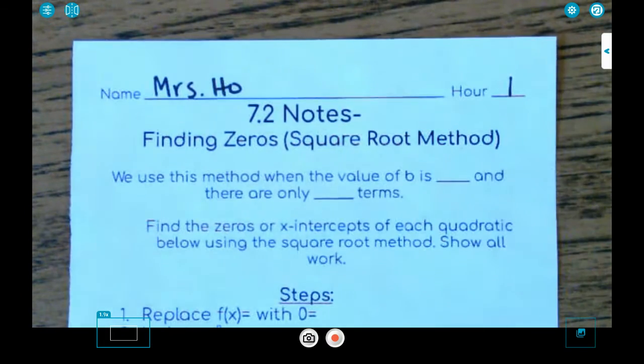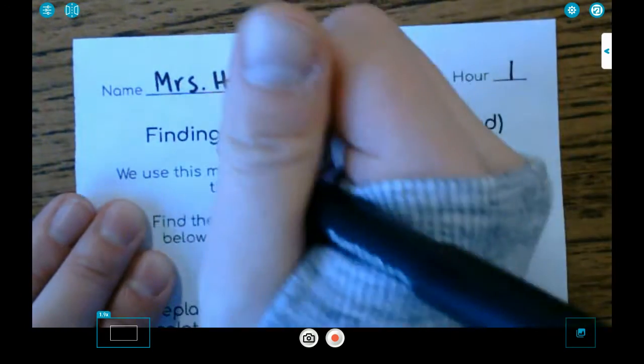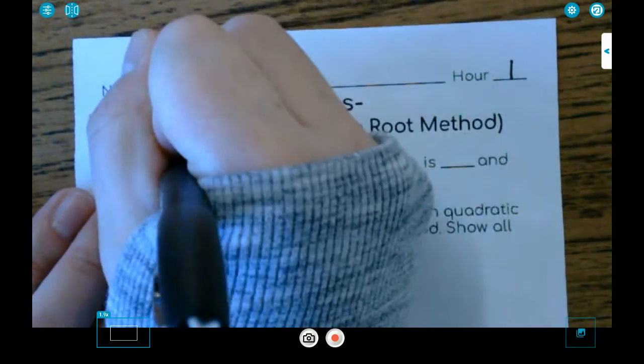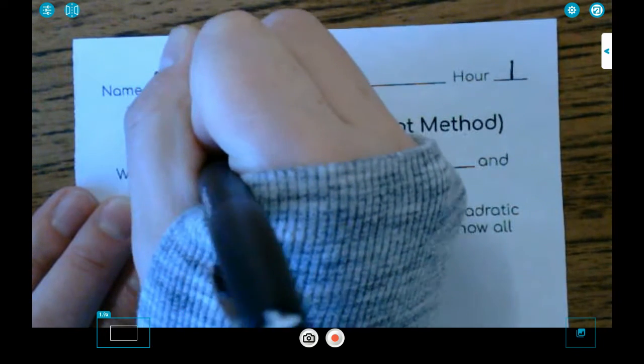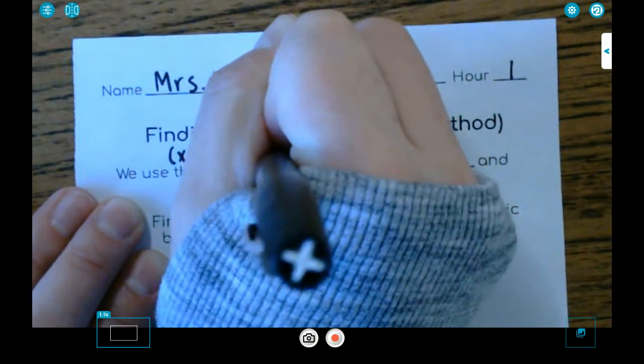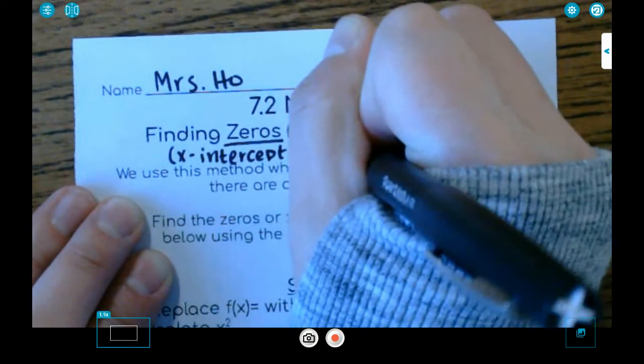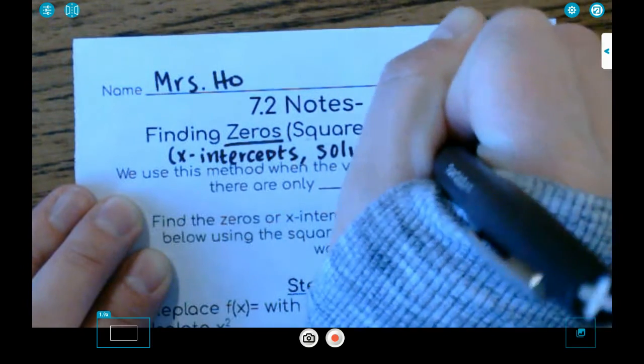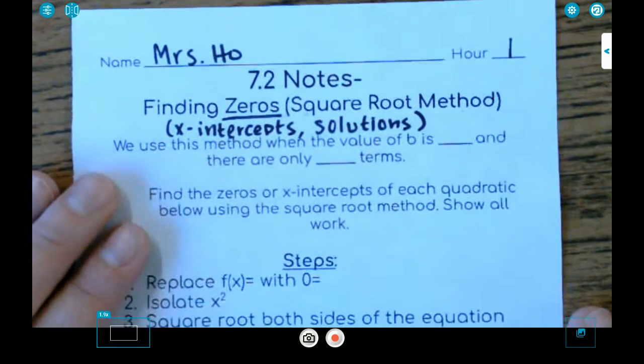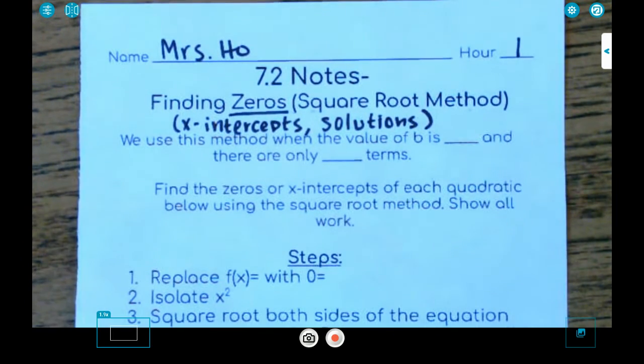Zeros are the same thing as x-intercepts, are the same thing as solutions. So I'm going to write that down here, that zeros are the same thing as x-intercepts, are the same thing as solutions. So those three words mean the same thing. It's basically our answers to our problems. So zeros, x-intercepts, and solutions, all three of those are correct ways to say this. And I want to tell you that so that way if you see it said another way, that you know that they're right too.